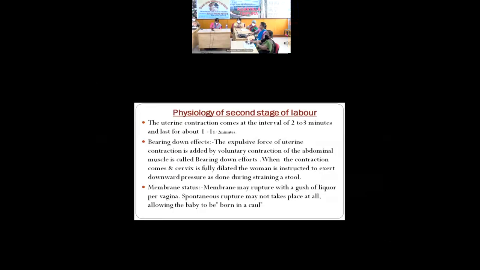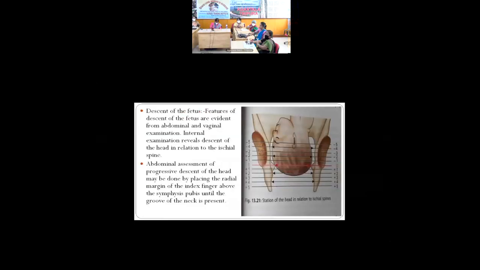Membrane status: the membrane may be ruptured with a gush of liquor per vagina, or spontaneous rupture may not take place at all, allowing the baby to be born in the membrane. See, here one picture is shown of the station of the head in relation to the ischial spines. Descent of the head: the features of descent of the fetus are evident from abdominal and vaginal examination.